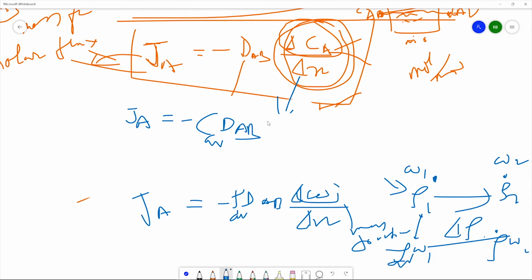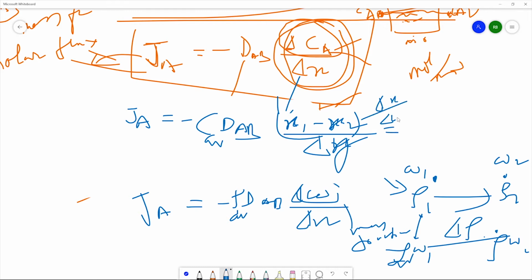So you have molar fraction 1 minus 2 divided by delta X. Or you write delta, don't confuse with X, Y. Generally we use X for molar fraction. Okay, so this is nothing but delta X by delta Y. So you can write it like this, all are the same.